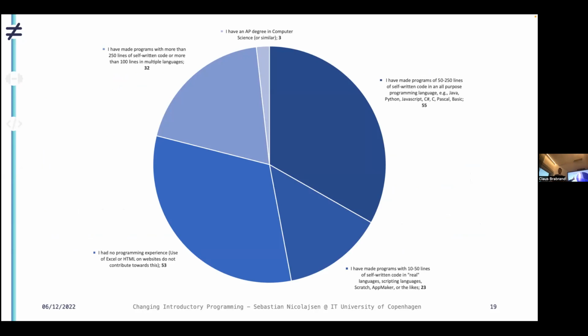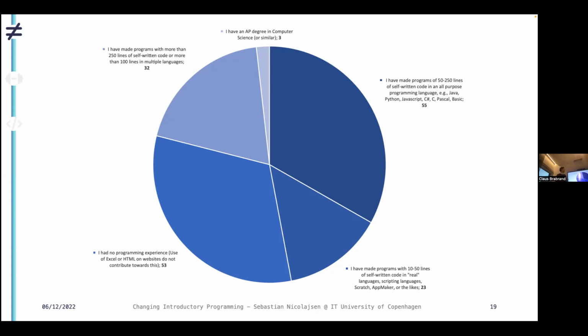So I got this data, right? Apparently they're also really good at answering surveys. So this is all 166 students who answered this. What we have here is those that have no experience, not counting HTML or Excel work, that is 53 students. Some have made somewhere between 10 and 50 lines of code, and that can be in Scratch or anything else.